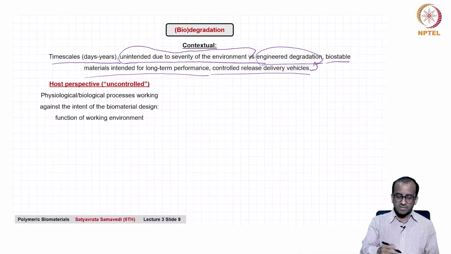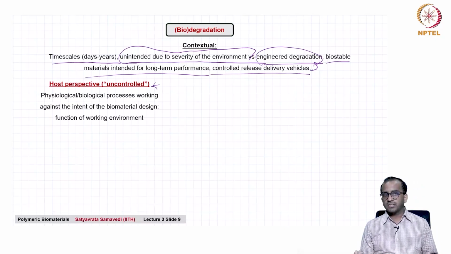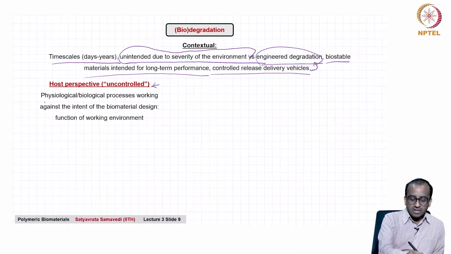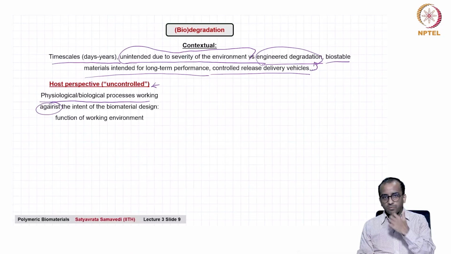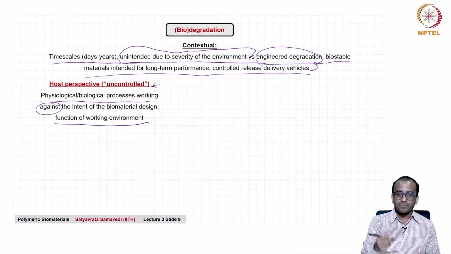So, we will look at first the host perspective, which is the uncontrolled degradation. This is degradation that is occurring due to interactions between the host and the biomaterial, but the host now becomes hostile in some sense to the biomaterial, and that is causing degradation. So, these are physiological or biological processes working against the intent of the biomaterial design. Whatever the biomaterial was designed for, now the host has initiated biological processes that prevent the biomaterial from functioning properly in its working environment, right.